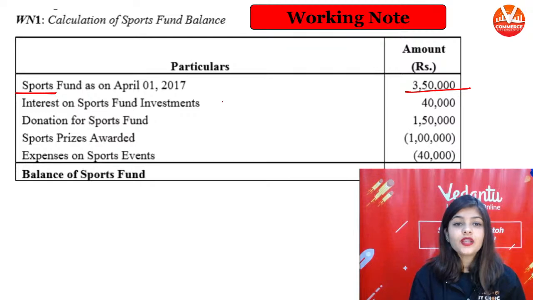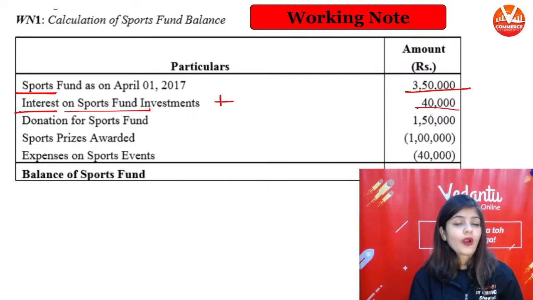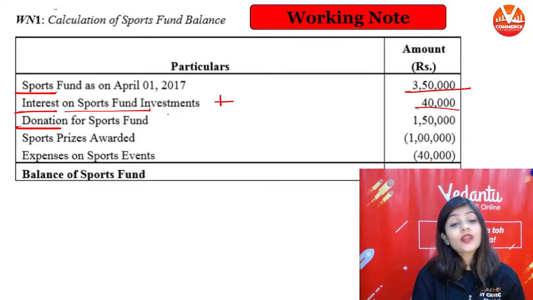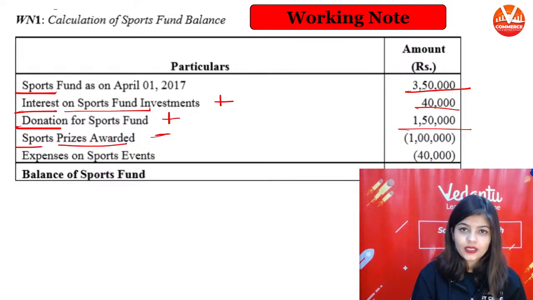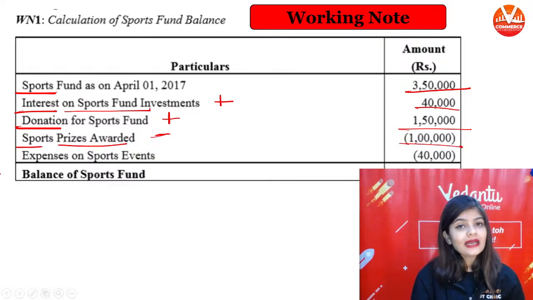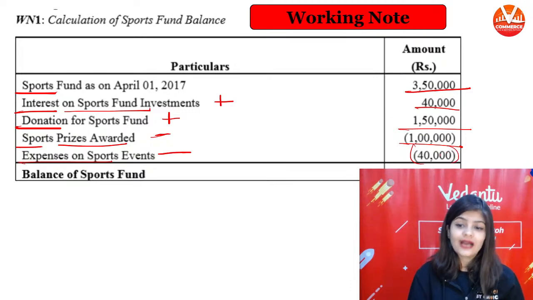In this fund, you will add interest on sports fund, 40,000. You will add donation received for sports fund, 1,50,000. You will subtract sports prizes awarded, 1 lakh, and you will subtract expenses on sports event, 40,000. The final balance of sports fund is 4 lakh.